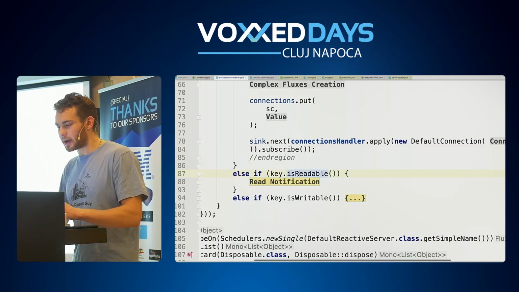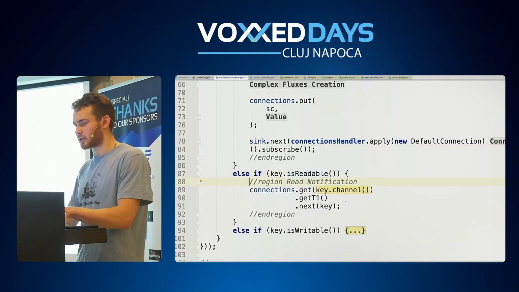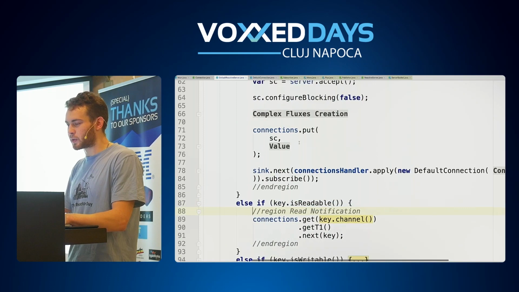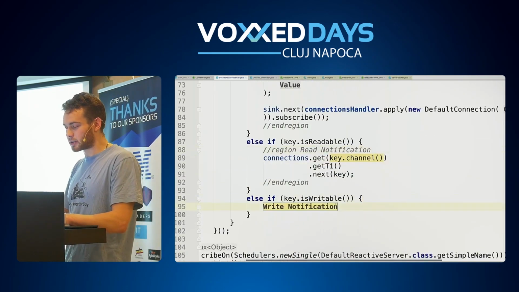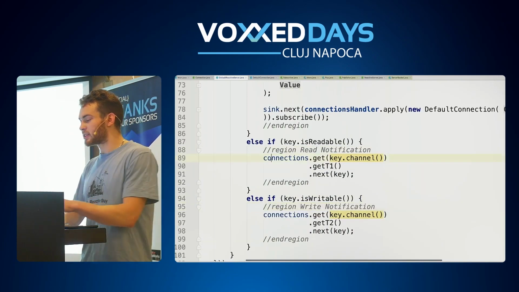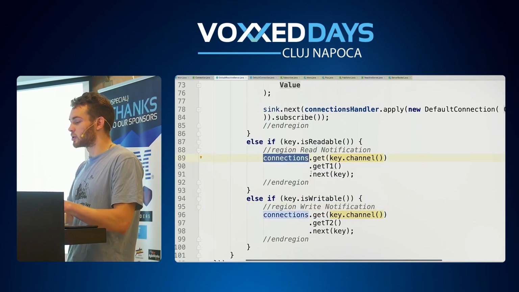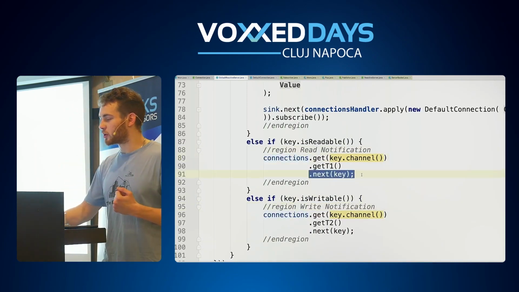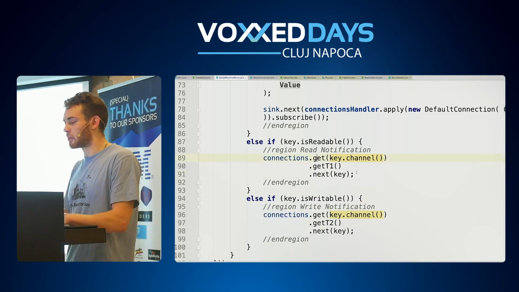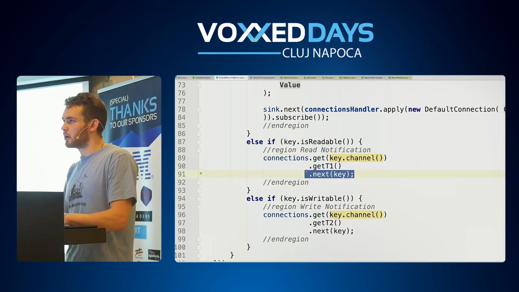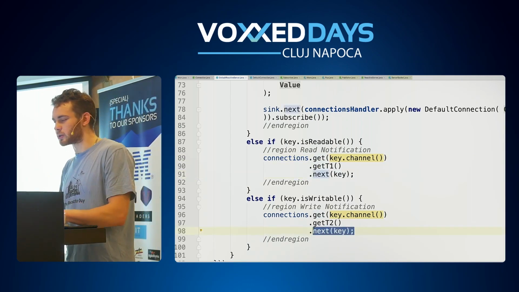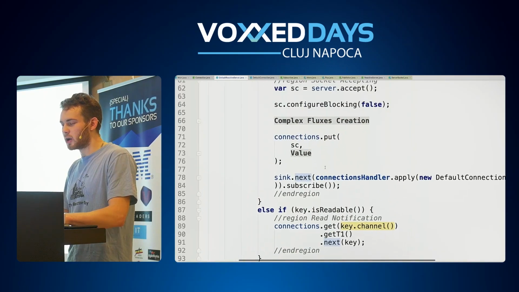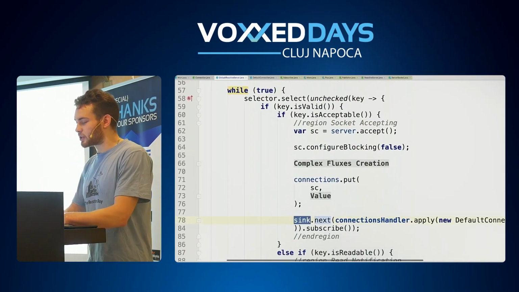Finally, here we have the read data processing. We are going to come back to the hidden complexity here, but let's take a look at reading and writing. Here we access the registry and say, okay, we need to notify our connection about a new event, about new data. And in this way we notify that we are ready to start writing to the socket channel.